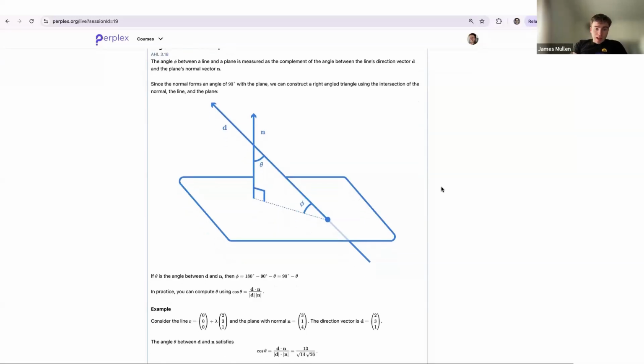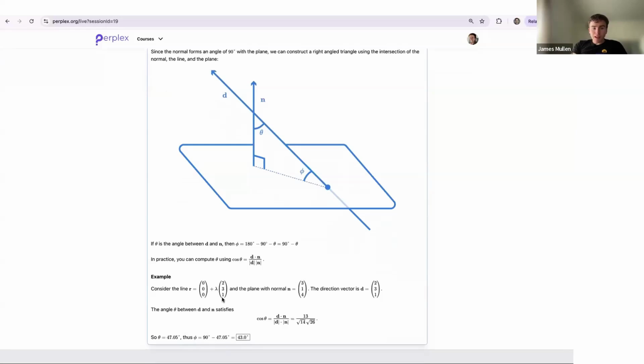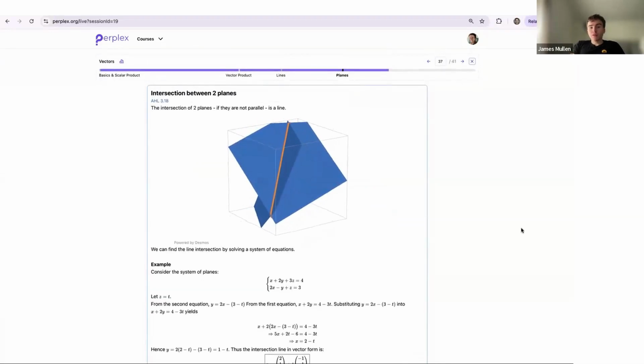Okay? And therefore, here's a little example. If I have the line (0, 0, 0) + lambda (2, 3, 1), and the plane with normal (3, 1, 4), then the direction vector of the line is (2, 3, 1). So the angle between d and n satisfies cos theta is equal to d dot n over magnitude d times magnitude n. That's going to be 13 over root 14 times root 26. If I use my calculator, I'll find an angle of 47.05. And that means that phi, the angle between the line and the plane, is 90 degrees minus that, which is going to be 43 degrees.